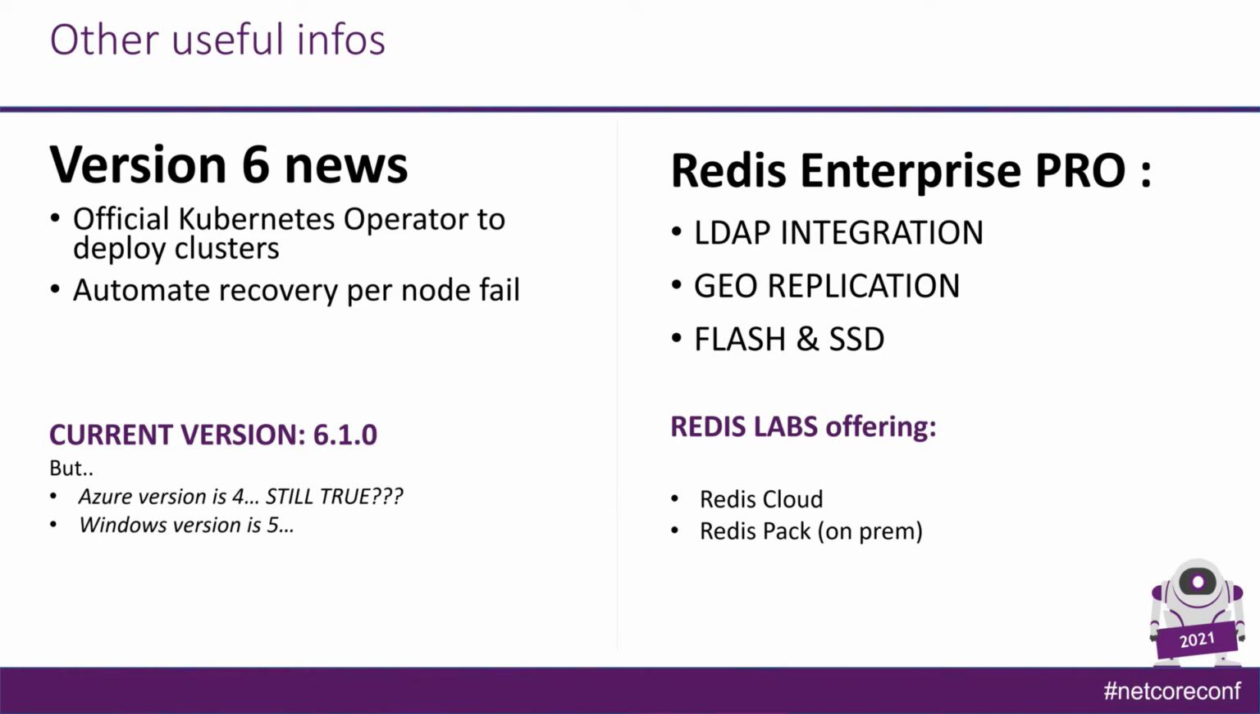Today we have a public preview of version 6. Version 6 introduces many new data structures and another important thing, which is multi-threading for input-outputs. And overall, the most important feature is the TLS encryption and also the ACL authorization for every single key.